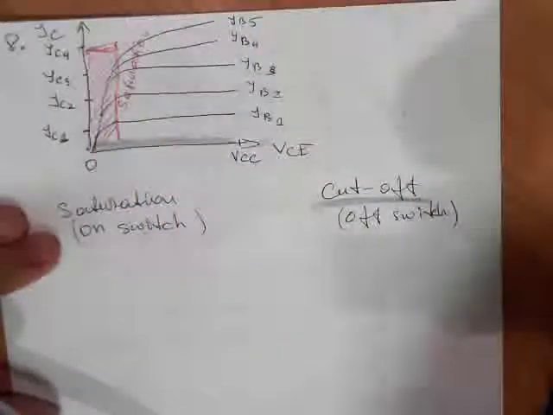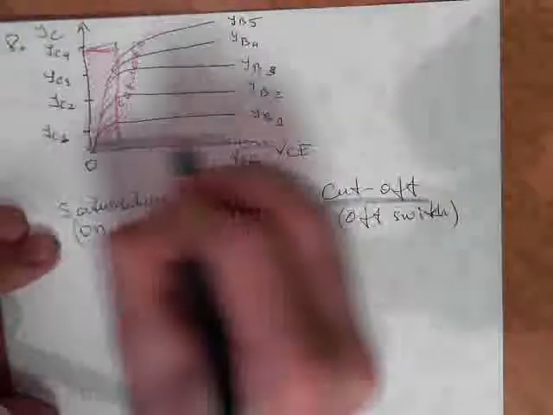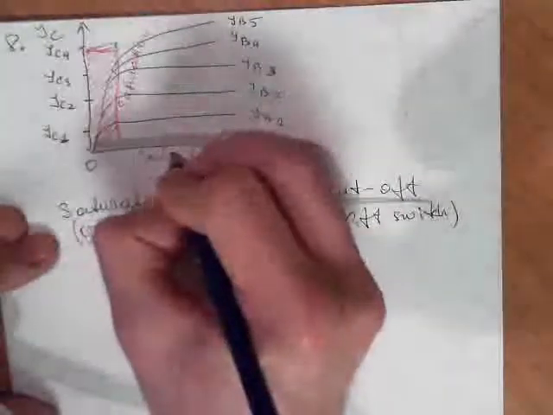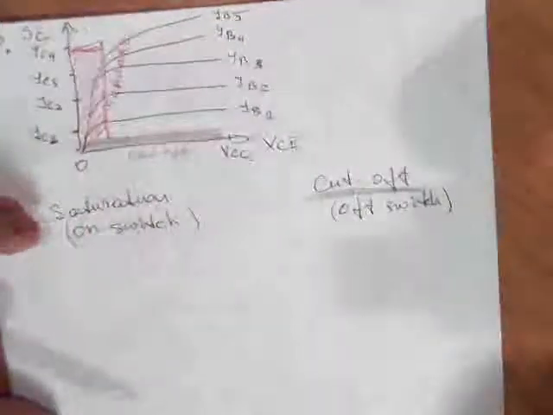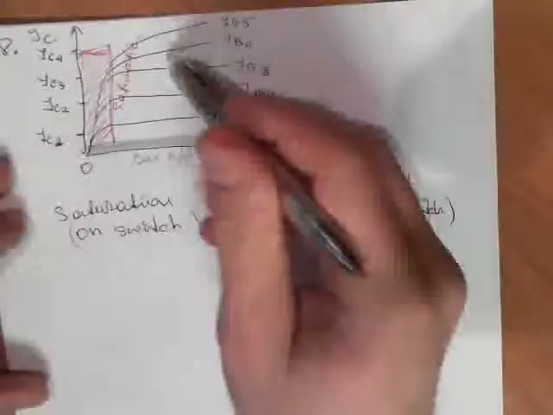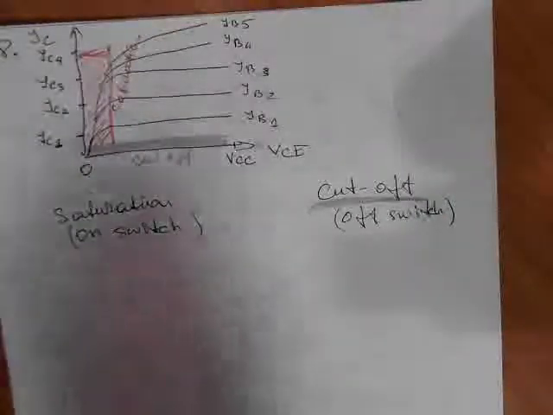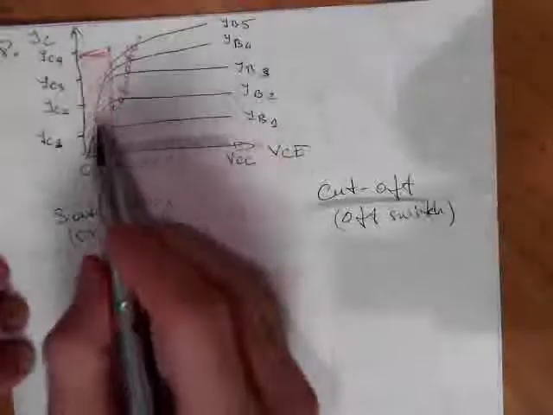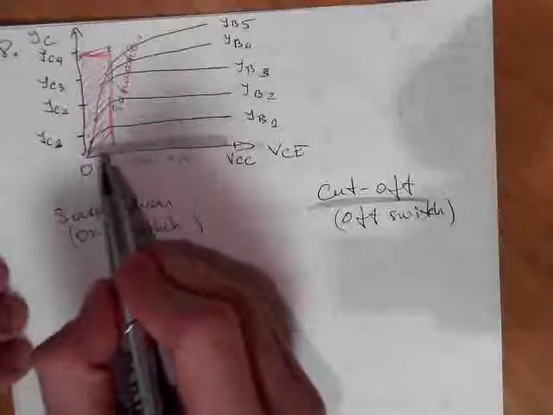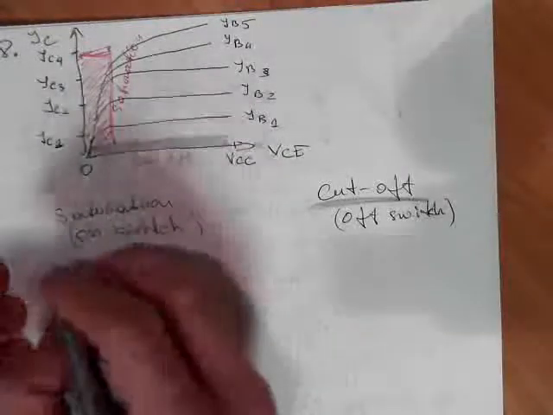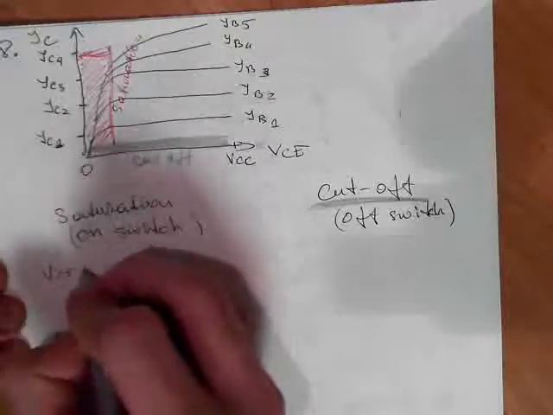This is saturation. Let's make it, this is cutoff. And what's left here, all this, it is the linear region. So in saturation, we are close to 0. We should be close to 0 here. So it means that VCE is equal to 0.